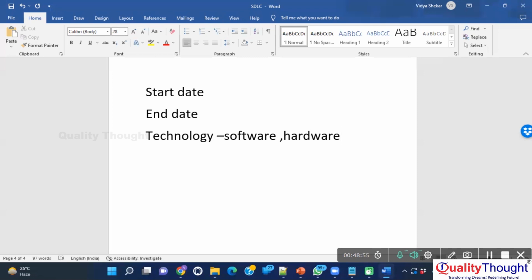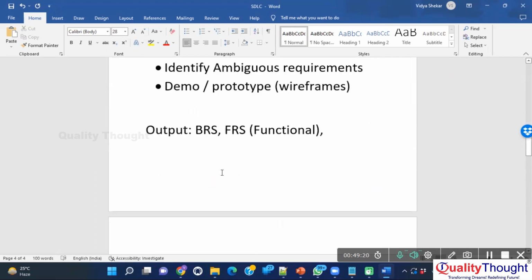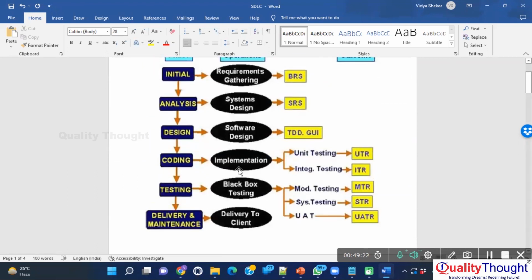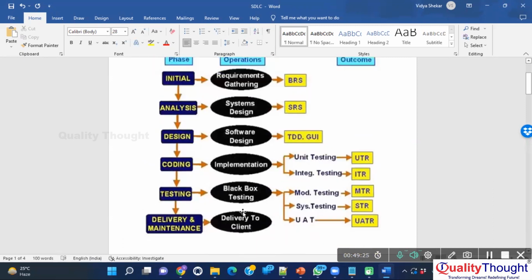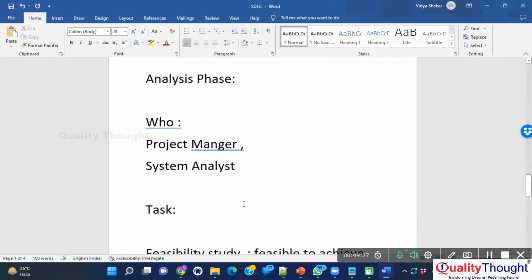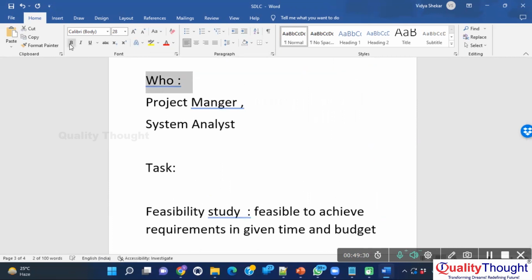And they're also going to prepare one document, and this document is called the system requirement specification, which only technical people, the programmers, developers and testers, can understand. They come up with a document called the system requirements specification document. Is this clear? This is what happens in the analysis phase. Okay. Can you make a note of these points?